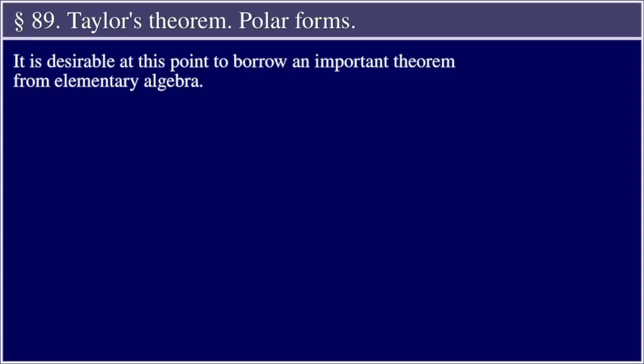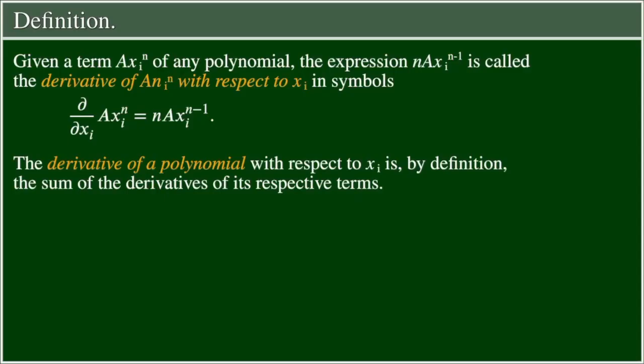It is desirable at this point to borrow an important theorem from elementary algebra. Definition. Given a term a x_i^n of any polynomial, the expression n a x_i^(n-1) is called the derivative of a x_i^n with respect to x_i. In symbols, d/dx_i of a x_i^n equals n a x_i^(n-1).